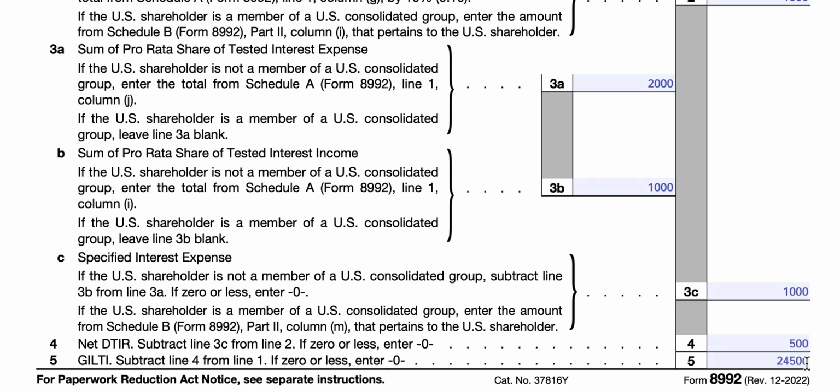$24,500. Now for an individual shareholder, you're going to take this line 5 amount and you'll put it under the appropriate other income line on Schedule 1 of your Form 1040, or the comparable line if you're completing a different tax return. For corporate shareholders, this will go on the appropriate line of your Form 1120, Schedule C. So that's all we have for this article. Check out our other videos that we have on completing Schedule A and Schedule B.